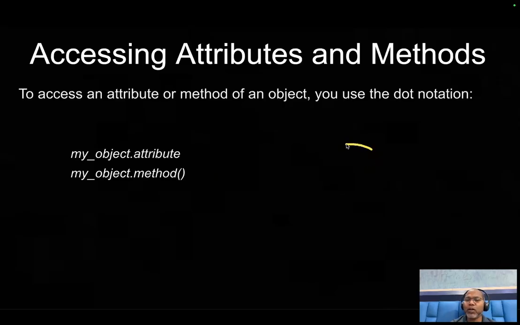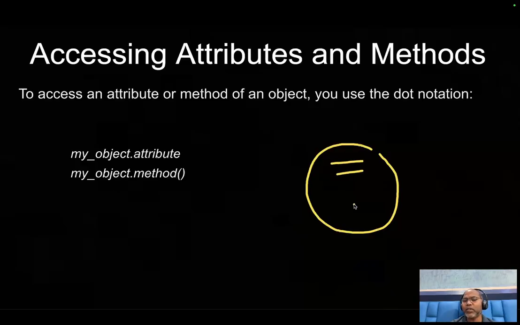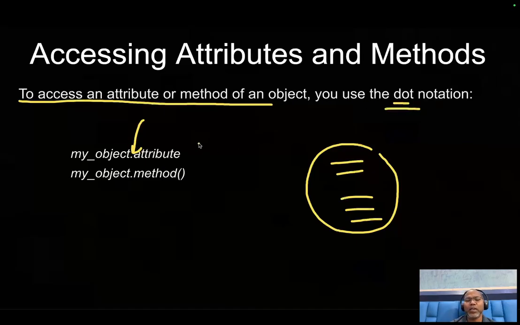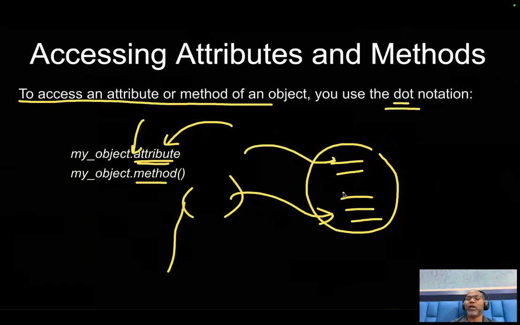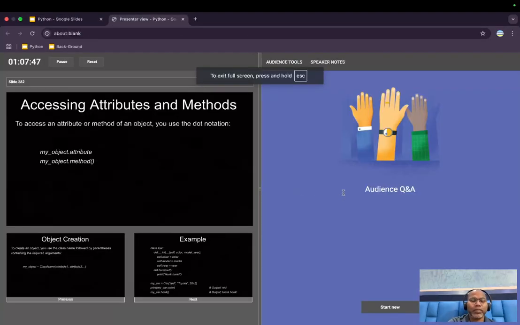And once you have created the object, if you want to access the object's attributes and functions, then you can use the dot operator. To access the attributes or a method, you can use the dot notation. This one mentions the attribute, this one is your method. So a method also requires parenthesis. Parenthesis means you want to access the behavior. No parenthesis means you are accessing the attributes or elements.